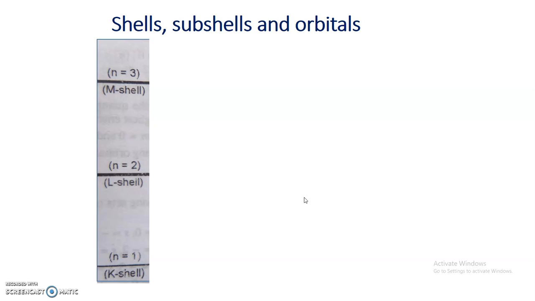In the last video, we discussed the shape of orbitals S, P, D and F. The S orbital is spherically symmetrical, the P orbital is dumbbell shaped, and the D orbital has a three-dimensional structure which is double dumbbell shaped. Now in this video, we are going to discuss shells, subshells, orbitals, and then some rules governing the electronic configuration, that is Aufbau principle, Pauli's exclusion principle and Hund's rule of maximum multiplicity.